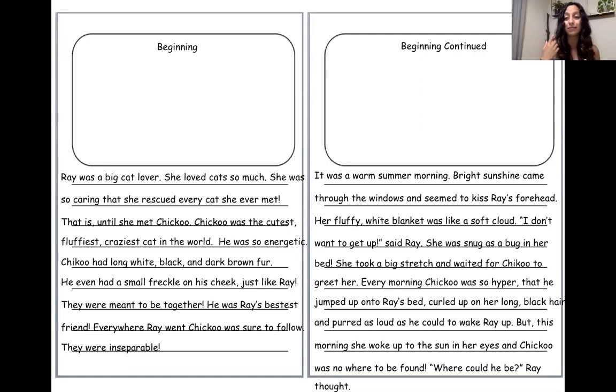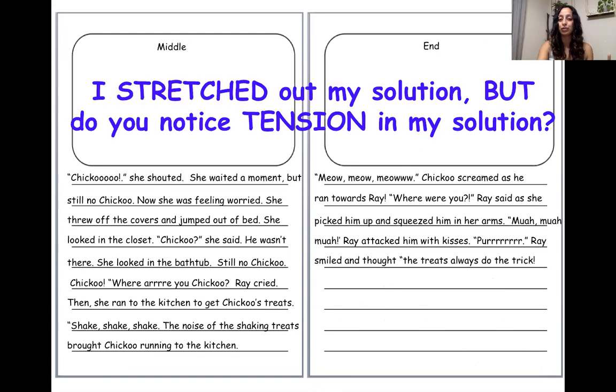So far in the beginning of my story, all I did was describe who Ray was and who Chiku was, and I told a little bit about the setting and where the story was happening. I even gave a little bit of background about Ray and Chiku and how Ray always woke up to Chiku jumping on the bed. But then I introduced the problem right at the end here. The problem is Chiku didn't come that day, and Ray's wondering, where could Chiku be?